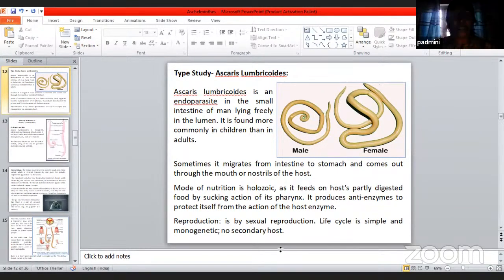Right. So commonly in children, and sometimes it migrates from the intestine to the stomach and comes out through the mouth or nostrils of the host. Remember this. Just have a look. This is what you can see here. They are so dangerous. They can keep moving from place to place and can even come out through the mouth or the nostrils. This can be seen in heavily infected patients, where sometimes you can have almost 500 to 5,000 worms in one human. That can be a dangerous problem because of these roundworms.